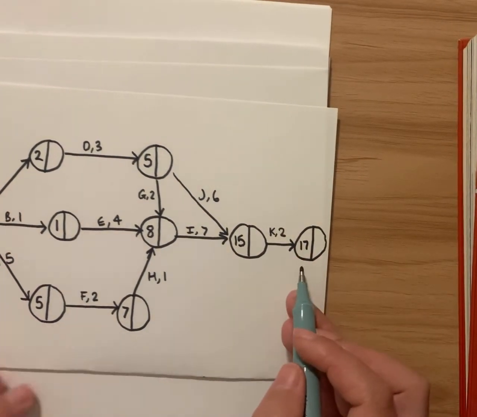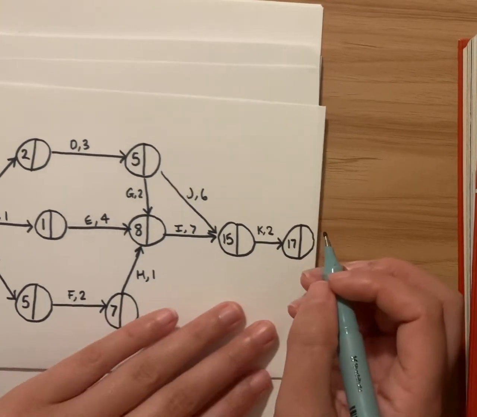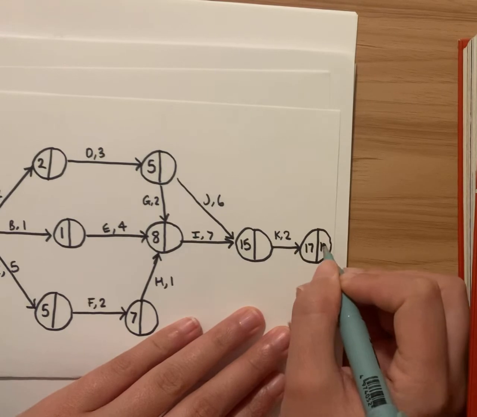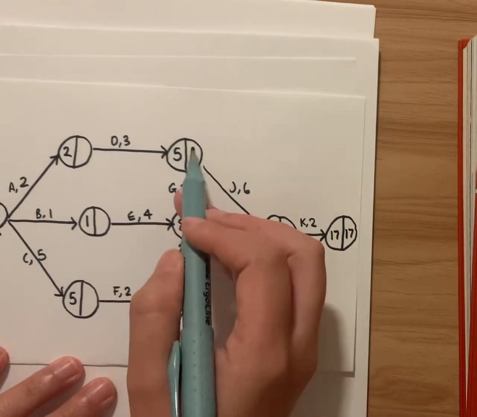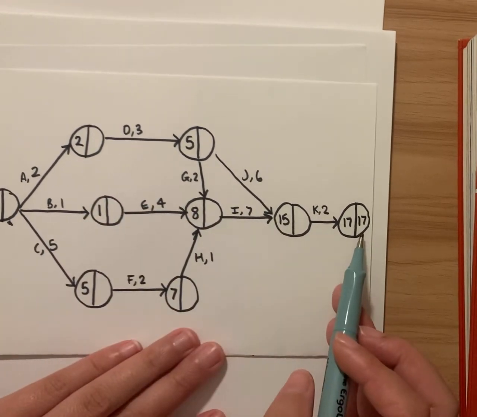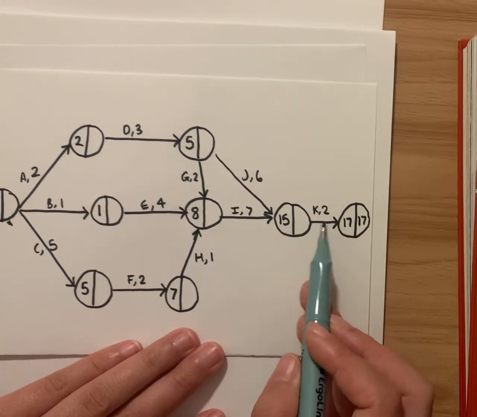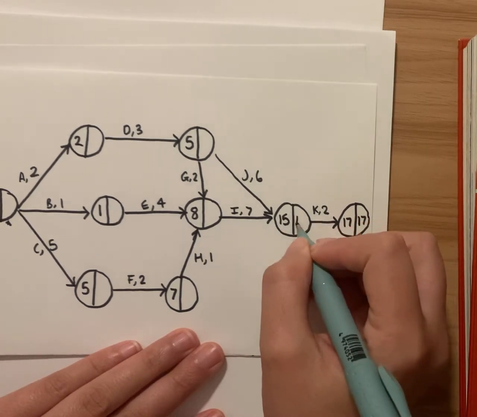Okay, so now we've got our earliest starting time, and our latest starting time is also going to be 17 now. And we're going to work backwards to fill in the right-hand side of the boxes. Okay, so there's only one arrow that leads back here, so it has to be 17 minus 2, so it's 15.